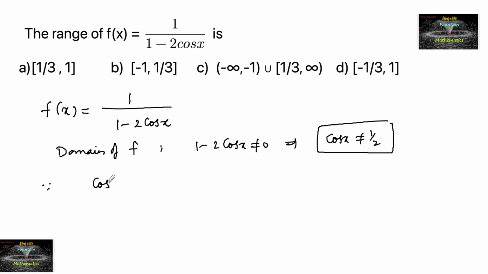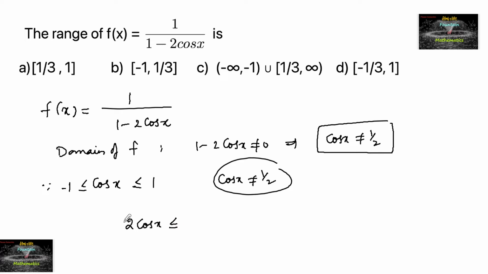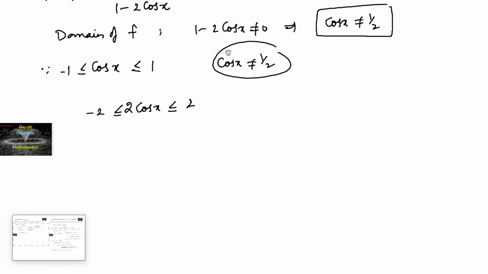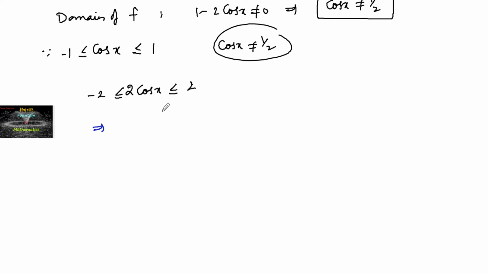since cos x lies between minus 1 and plus 1, and cos x not equal to 1 by 2 we will consider. 2 times cos x lies between minus 2 and plus 2, which implies, taking the negative, minus 2 is less than or equal to minus 2 cos x is less than or equal to 2. So changing the inequality, minus 2 cos x lies between minus 2 and plus 2.